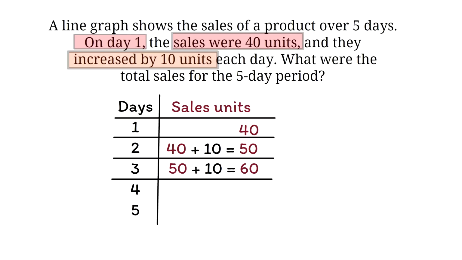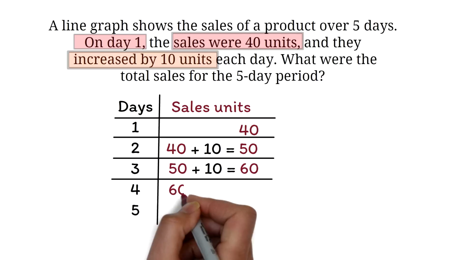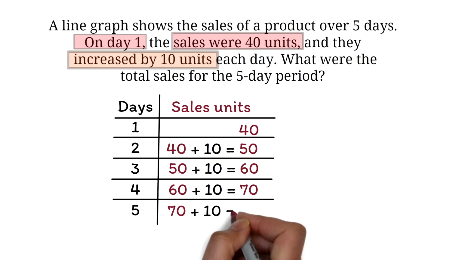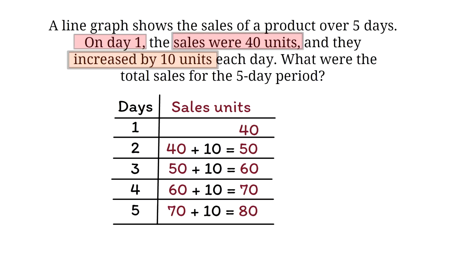Likewise, add 10 to the 60 units for day 4, which is 60 plus 10 equals 70. Lastly, also increase the sales unit for day 4 by 10. That's 70 plus 10 equals 80. Now since we have the sales units for each day, put all the sales units together to get the total, which is 40 plus 50 plus 60 plus 70 plus 80, and that equals 300 units. Hence, the total sales units for the 5 days period is 300 units.